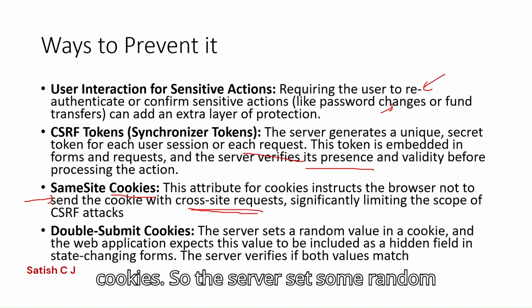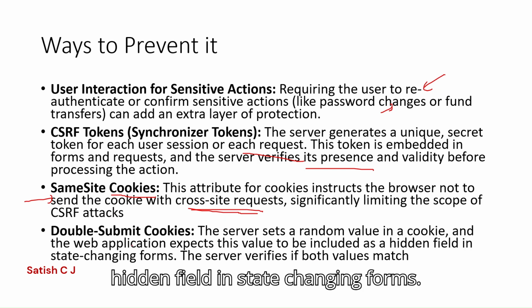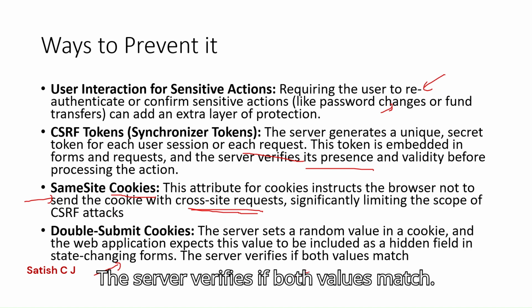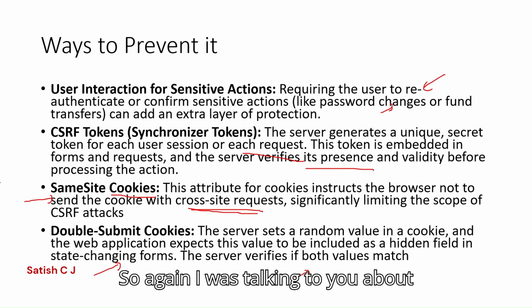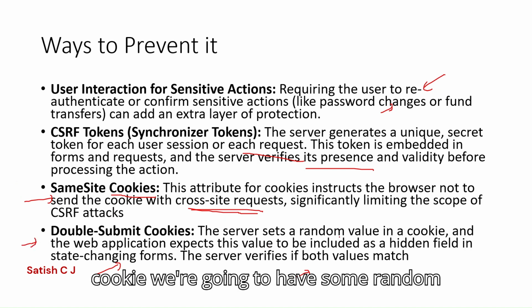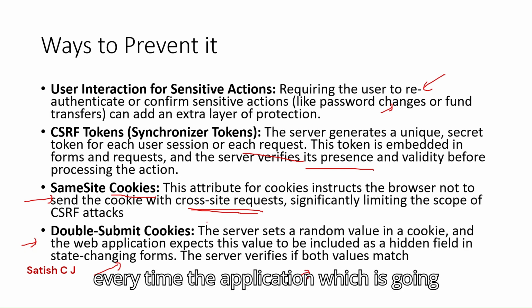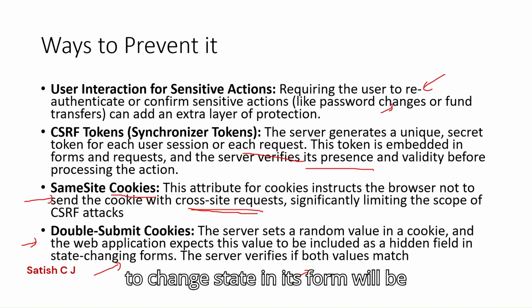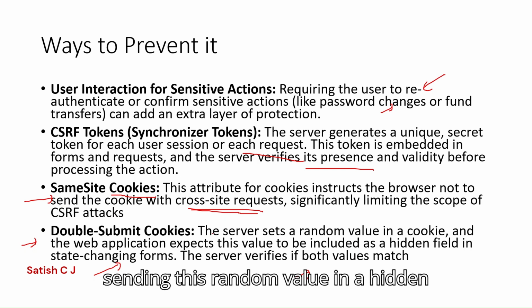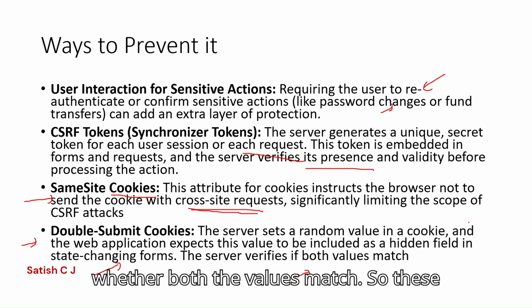Double submit cookies. The server sets some random value in a cookie and the web application expects this value to be included as a hidden field in state-changing forms. The server verifies if both values match. So again, I was talking to you about session cookies, right? Inside the cookie, we're going to have some random value. And every time the application, which is going to change state in its form, will be sending this random value in a hidden field. And the server is going to verify whether both the values match.